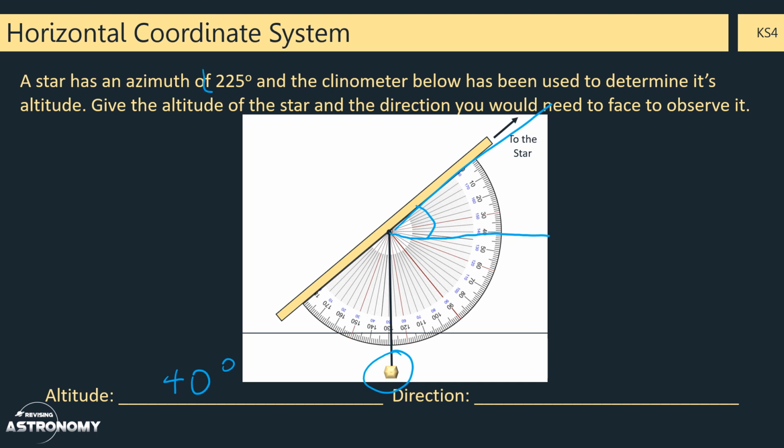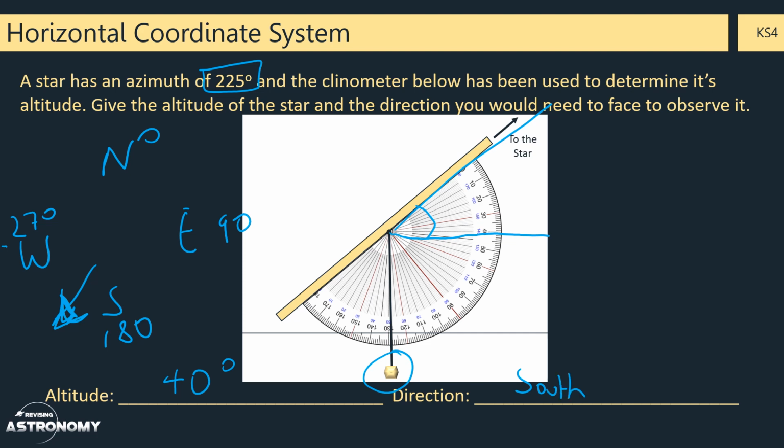And which direction will I need to face? Well, it has an azimuth of 225. So again, thinking about our compass points, we know they've got 0, 90, 180 and 270. So we know that 225 is going to be somewhere in the middle here. In fact, it would be completely in the middle. So we know that the direction that we would need to face is halfway between south and west, which is the direction southwest. So hopefully you're feeling confident and you can use the horizontal coordinate system.